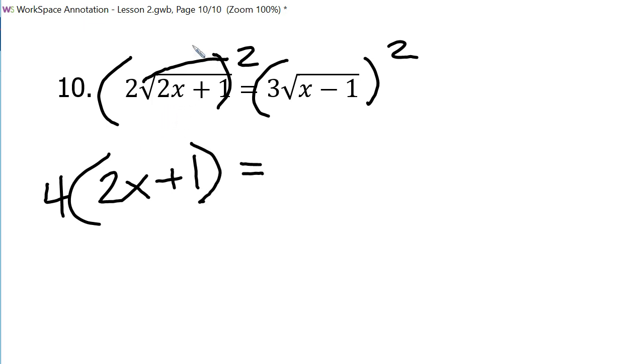So we'll have to do the same process on the right side. That 3 needs to be squared. So what is 3 squared? 9, and then put your parentheses, and when you square the square root, we need to bring down the x minus 1.